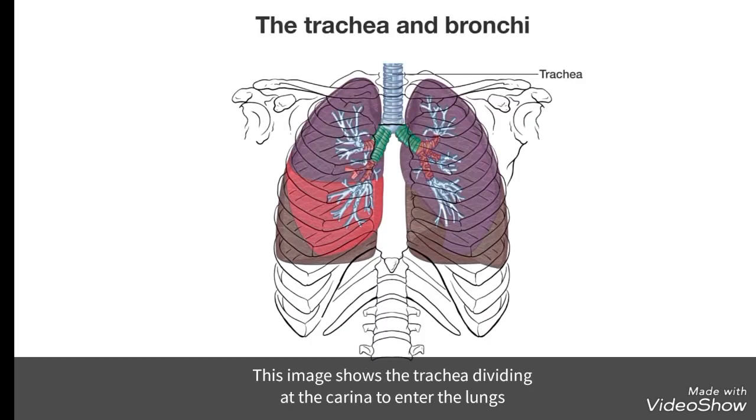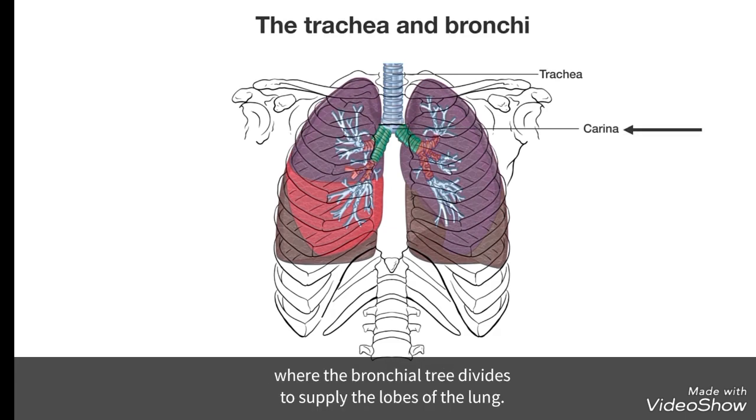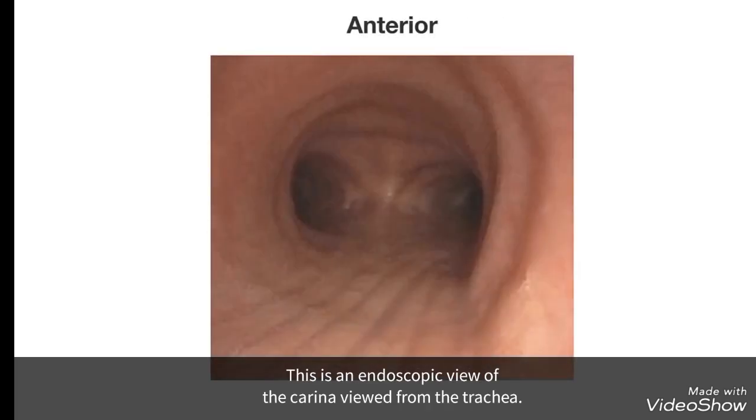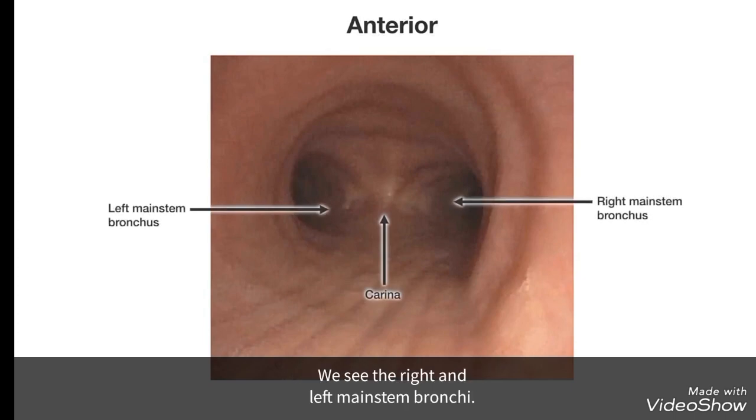This image shows the trachea dividing at the carina to enter the lungs, where the bronchial tree divides to supply the lobes of the lung. The carina is at the level of the sternal angle of Louis. This is an endoscopic view of the carina viewed from the trachea. We see the right and left mainstem bronchi.